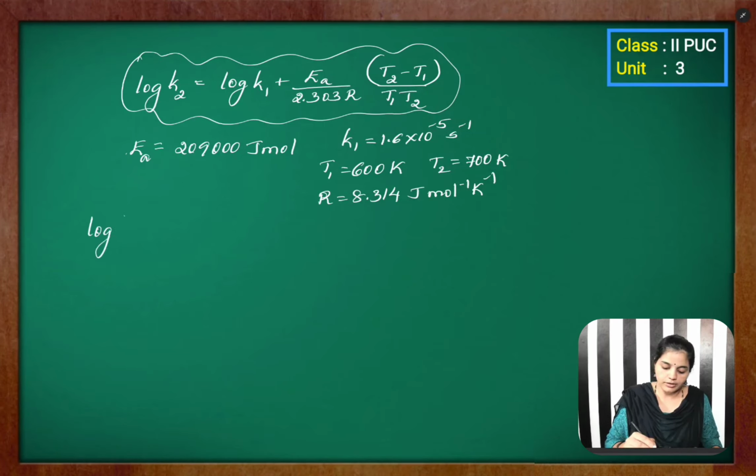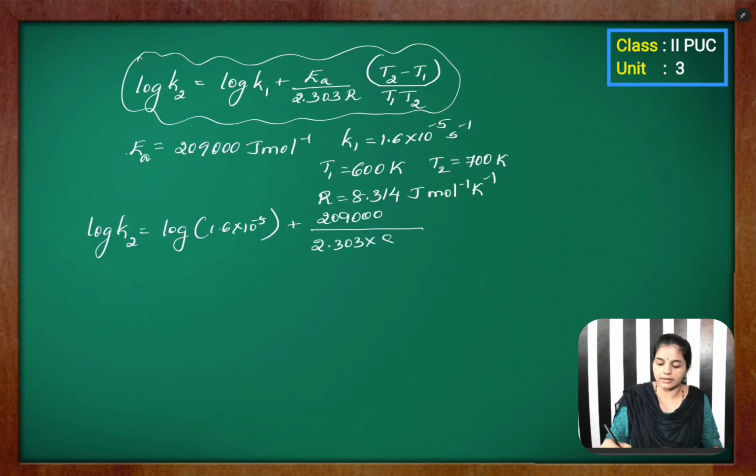So we have log K2 is equal to log 1.6 into 10 to the power minus 5 plus EA, which is 209,000 joule per mole, divided by 2.303 into R, that's 8.314, into T1 into T2. So it's 600 Kelvin into 700 Kelvin. On the numerator we have T2 minus T1. So it's 700 Kelvin minus 600 Kelvin.